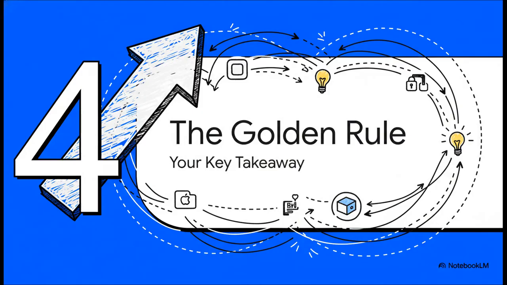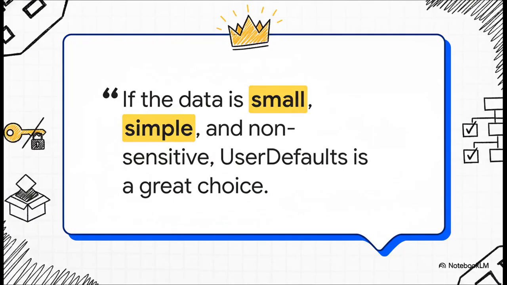We've covered a lot, but it all really boils down to one simple, memorable rule. If you walk into an interview and can only remember one thing about UserDefaults, please make it this. This is it. This is the golden rule. Let's say it again because it's that important. If the data is small, simple, and non-sensitive, UserDefaults is a great choice. Those 3 words are your checklist. Is it small? Is it simple? Is it non-sensitive? If you can answer yes to all 3 of those, you are good to go.